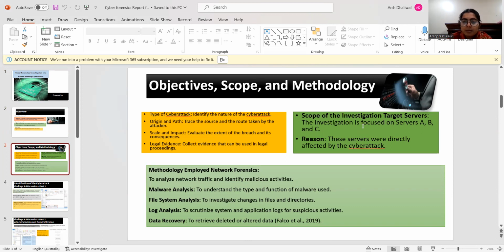The reason is that these servers were directly affected by the attack. Methodology: network forensics to analyze the network traffic and identify suspicious activities, malware analysis, file system analysis, log analysis, and data recovery. Malware analysis is to understand the type and function of the malware used. File system analysis is to investigate the changes in the files and directories. Log analysis is to examine the system and application logs for suspicious activities. Data recovery is to retrieve deleted or altered data. This slide explains the objective, flow, scope, and methodology of this method.